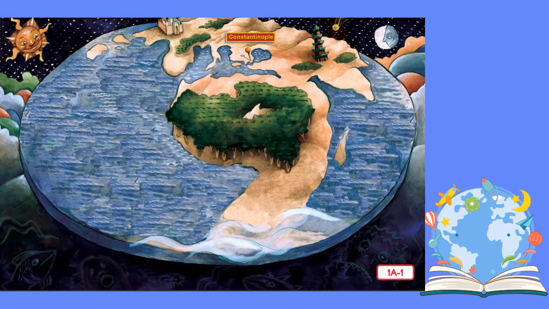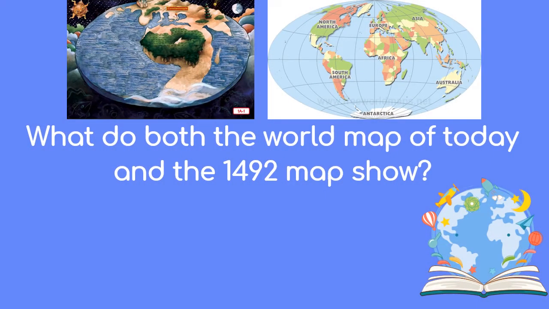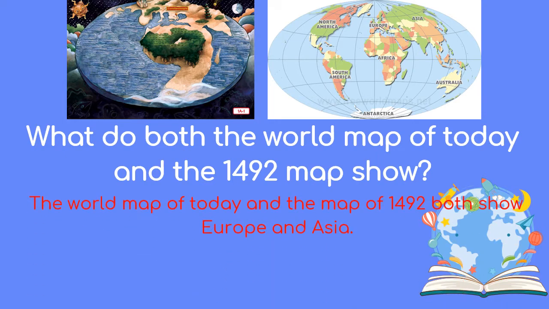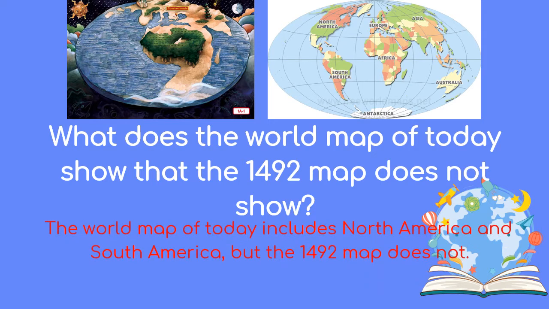This map shows what Europeans thought the world looked like in Columbus's time. This is a map of the world today. What do both the world map of today and the 1492 map show? The world map of today and the map of 1492 both show Europe and Asia. What does the world map of today show that the 1492 map does not show? The world map of today includes North America and South America, but the 1492 map does not.